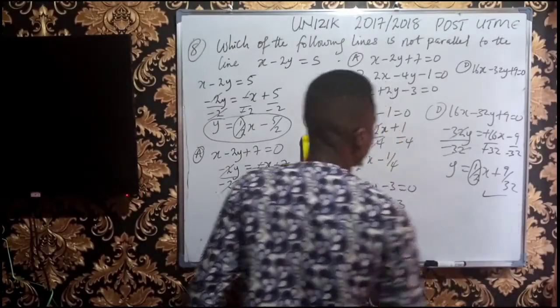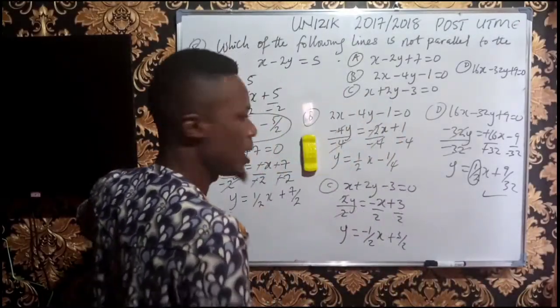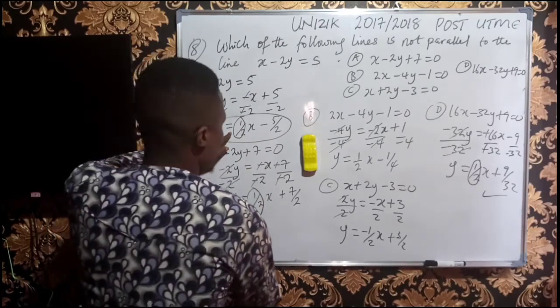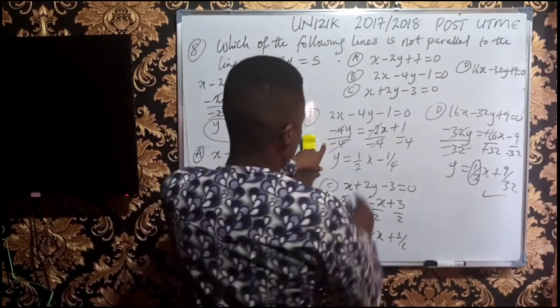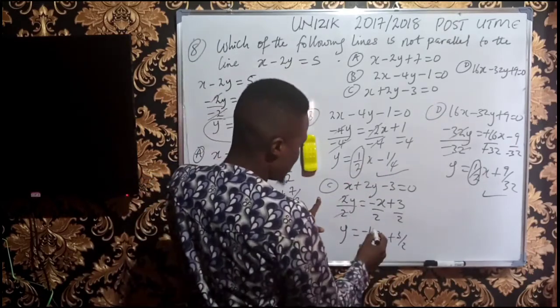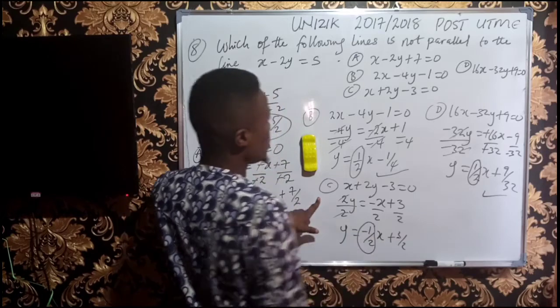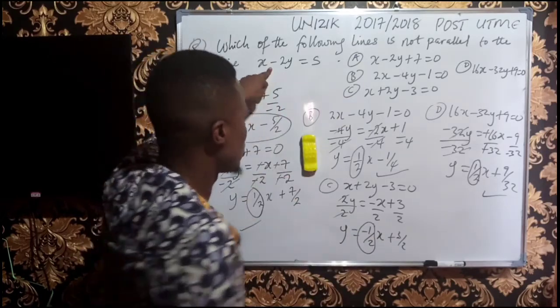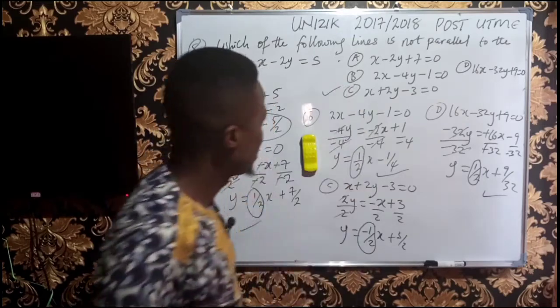So D is allowed. Go to option A. I have 1 over 2 also, which is the same as my equation, so it is allowed. Go to B. I have 1 over 2, which is the same as my equation, so it is allowed. But in number C, I have negative 1 over 2, which is odd. Therefore, the line that is not parallel to the given line is option C. So C is the answer.